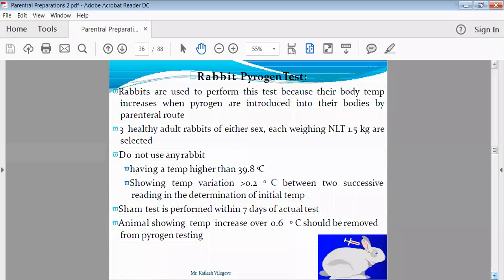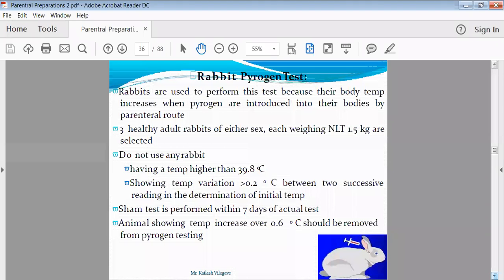If pyrogens are present, then how can industries or laboratories check for their presence? The first test is called the rabbit pyrogen test. By using rabbits, we can check the presence of pyrogen in your product. In this test, we use healthy rabbits, insert the product into the rabbit, and then observe the increase in the temperature of that rabbit. If the temperature increases, then surely we can conclude that pyrogens are present in your product.